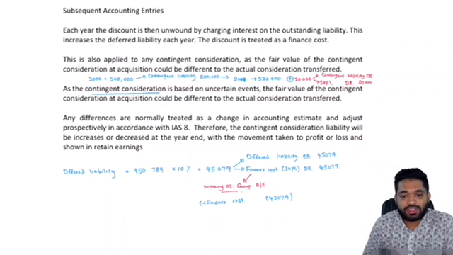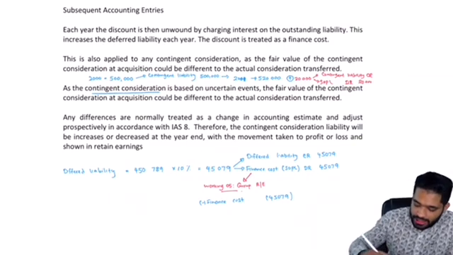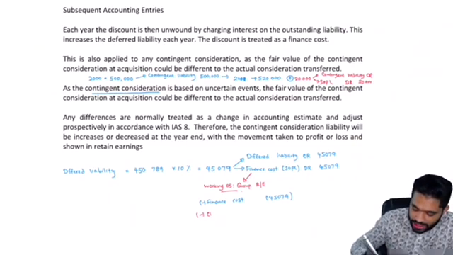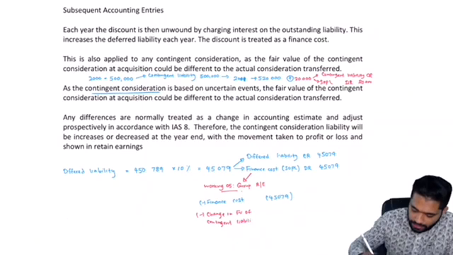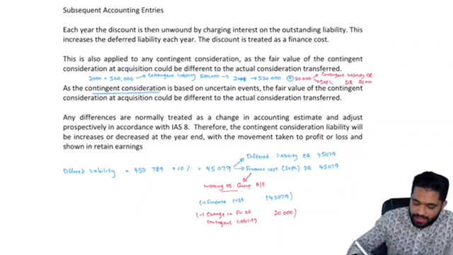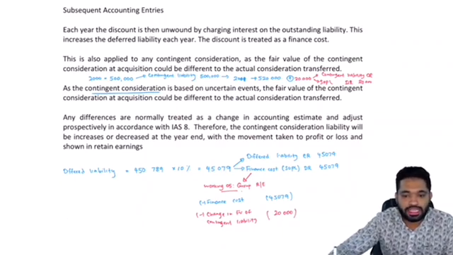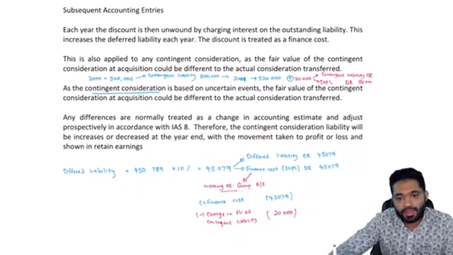Since this adjustment is going to have an impact on the finance cost, this will have an impact on the group retained earnings, right? So in our group retained earnings, the change in fair value of contingent liability will be taken as an expense, right? So you will remove it from your group retained earnings.